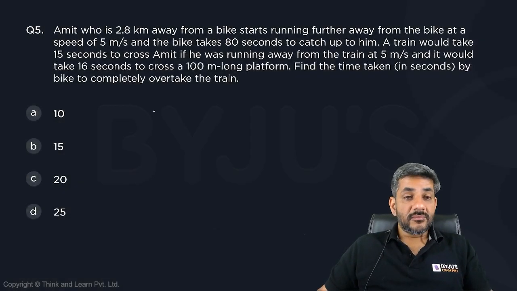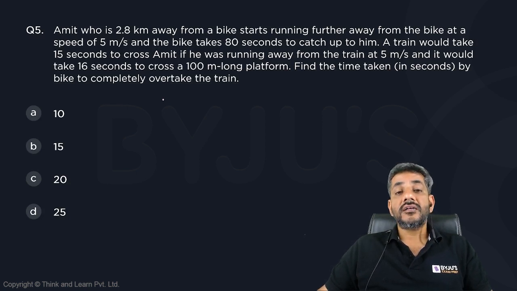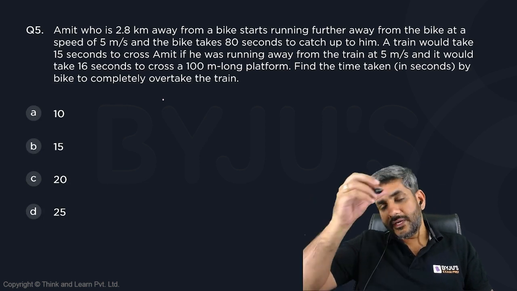Here we have question number 5. Amit, who is 2.8 kilometers away from a bike, starts running further away from the bike at a speed of 5, and the bike takes 80 seconds to catch up to him. A train would take 15 seconds to cross Amit if he was running away from the train at 5, and it would take 16 seconds to cross a 100-meter long platform. Find the time taken by a bike to completely overtake the train.